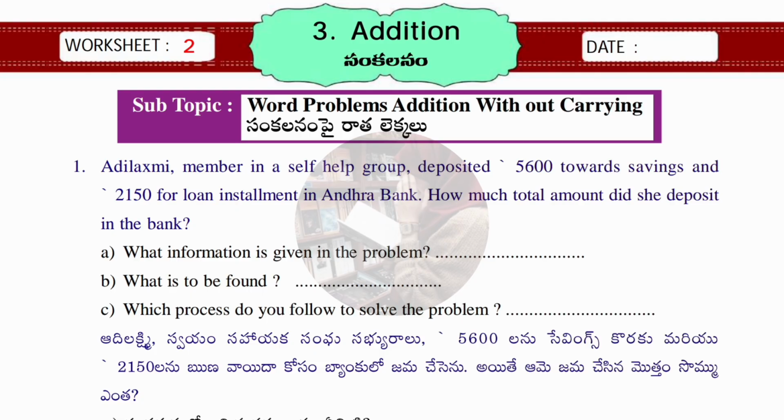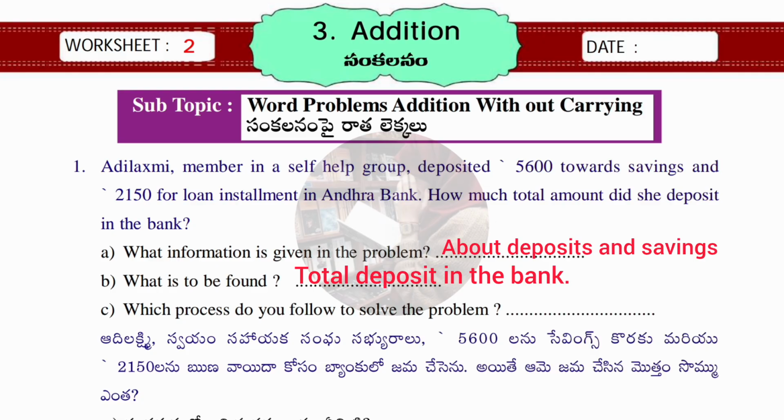Okay, so for that, let's see the answer. What information is given in the problem? The problem is about deposits and savings. Okay, second question: what is to be found? We have to find out the total deposit in the bank.